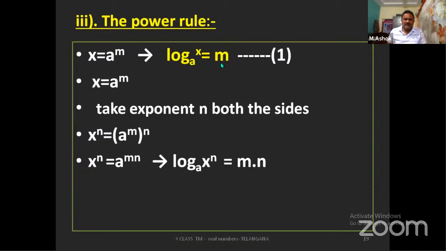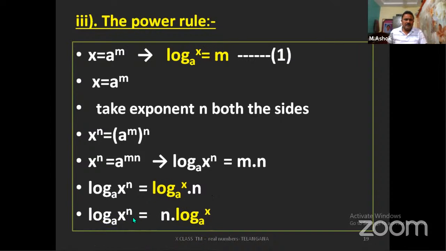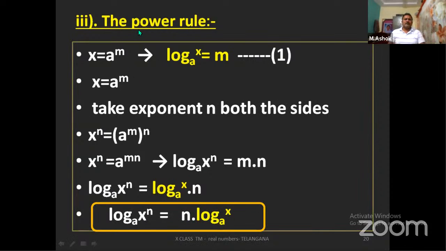So here, what is the value of m? Look at equation 1, the value of m is log x base a. So I am rewriting: log x to the power of n base a is equal to n into log x base a. Power is multiplied again, multiplied by the logarithm of that number. That means the logarithm of a number with an exponent is the product of the exponent and the logarithm of that number. So log x to the power of n is equal to n into log x base a. It is called the power rule.